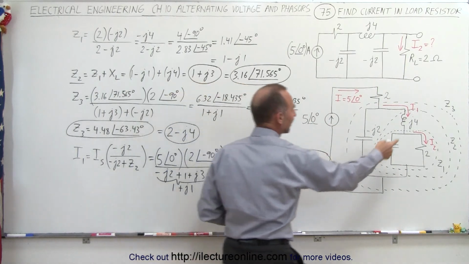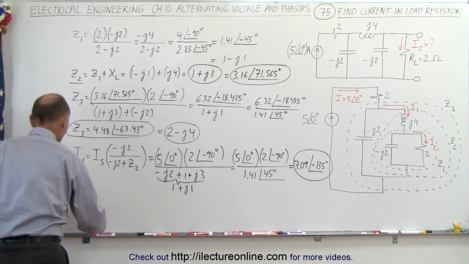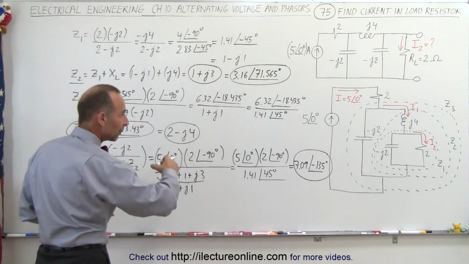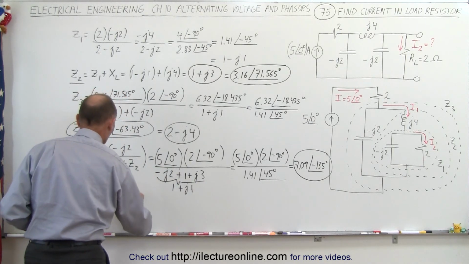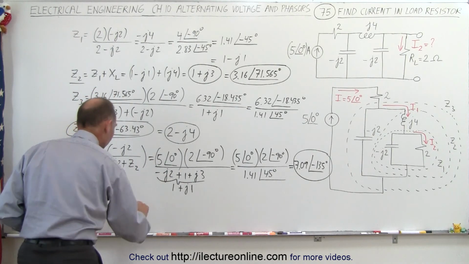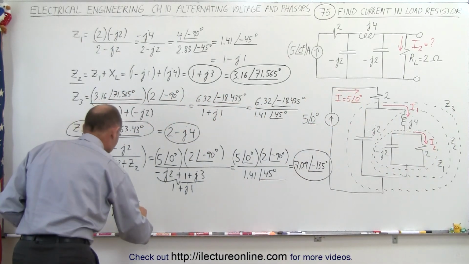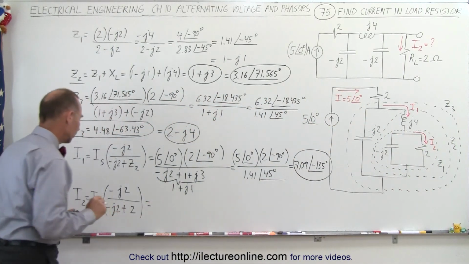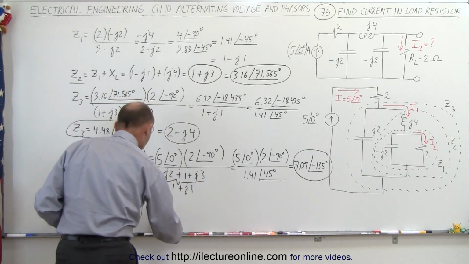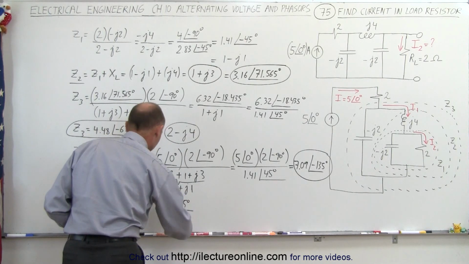Next, we want to find I2. Again, it's going to split between these two branches. So I2 is equal to I1 times the ratio of the impedance in the other branch, which would be, again, minus J2, divided by the sum of the two impedances, minus J2 plus the impedance of this branch, which is a resistor, which is simply 2. All right, so to make that calculation, first we get I1, which is 7.09 with a phase angle of minus 135 degrees.